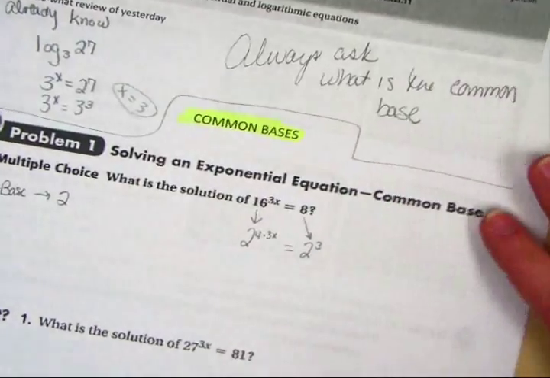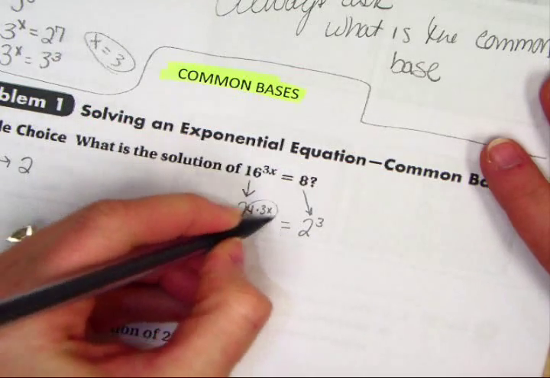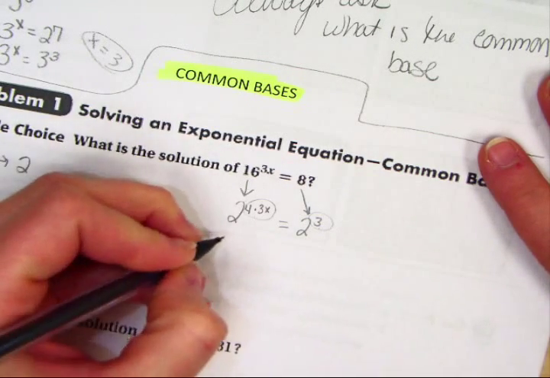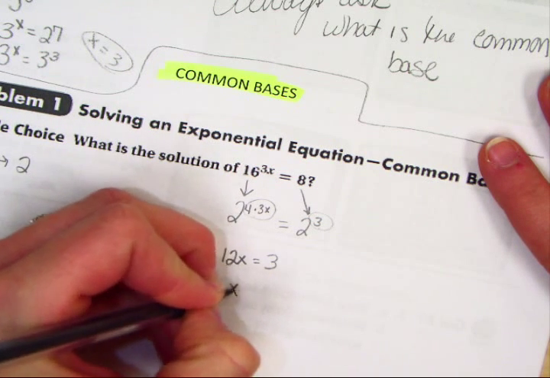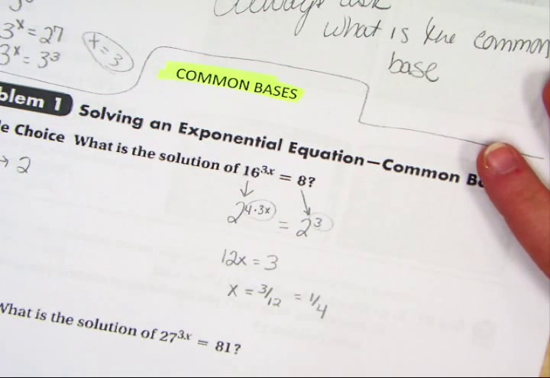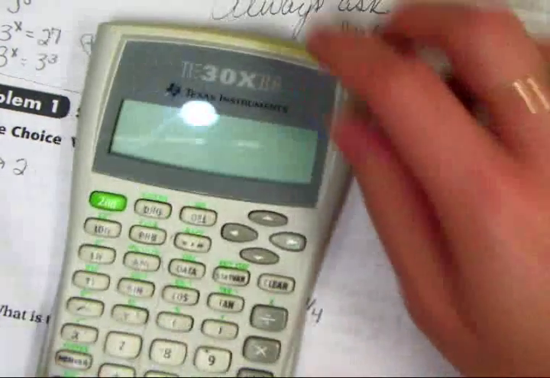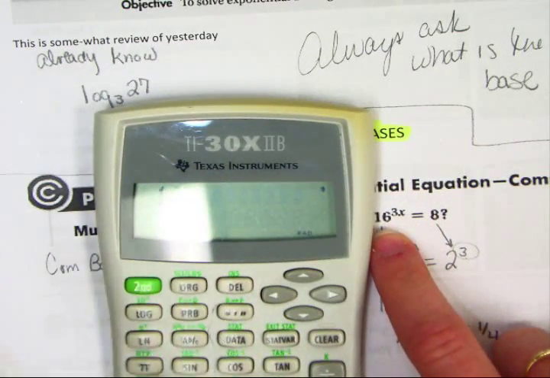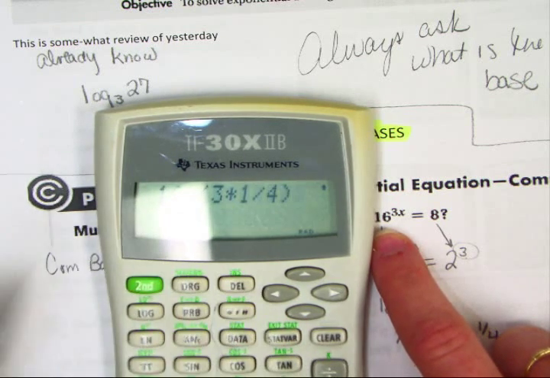Notice how I got a common base. Each of them had a base of 2. Now I'm going to circle my exponents and set them equal. So 4 times 3 is 12, so I get 12x equals 3. x has to be 3 over 12, which please reduce to 1 over 4. If you ever have questions to see if you did it right, just put it in your calculator. Initially it was 16, so we'll do 16 to the 3 times 1 over 4 power, and you can see that you get your answer of 8.